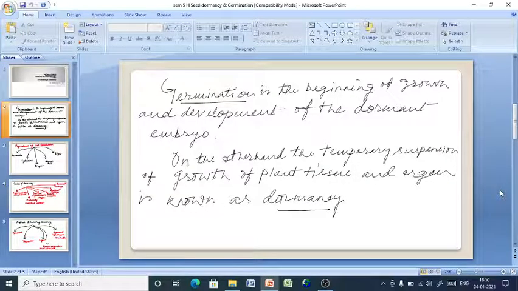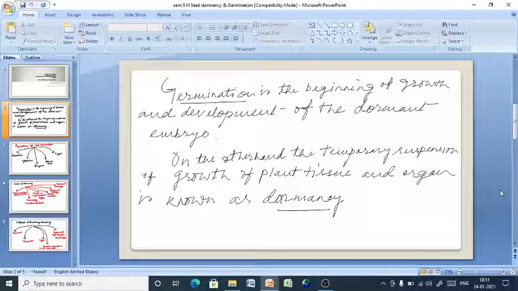So firstly, what actually is germination? Germination is the beginning of growth and development of the dormant embryo. And if we consider dormancy, it is a temporary suspension of growth of the plant tissue and organ, and these two are very important aspects of plant physiology and development.